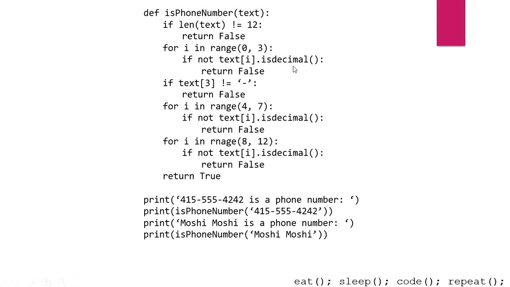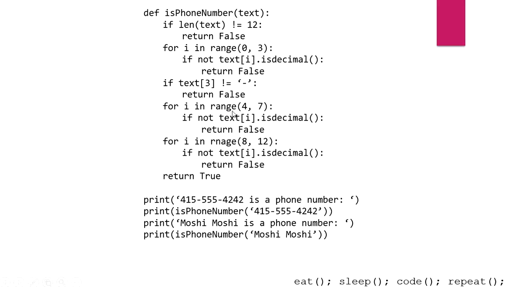Is it decimal? Then move on. If it is not, just return false, because we don't want anything that is not decimal. We are checking everything. Then we have the third item. The third item here is a hyphen, but if it is not a hyphen, then reject it. It is not the phone number we are searching for, so return false.